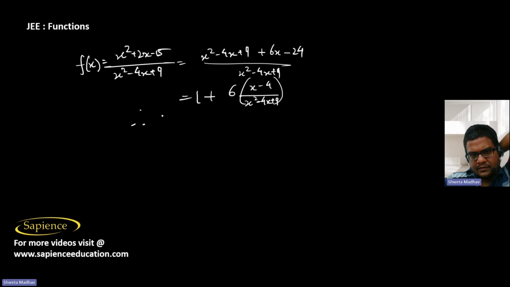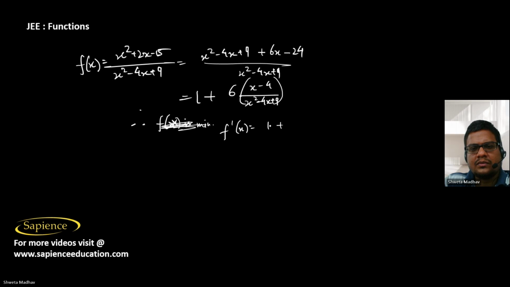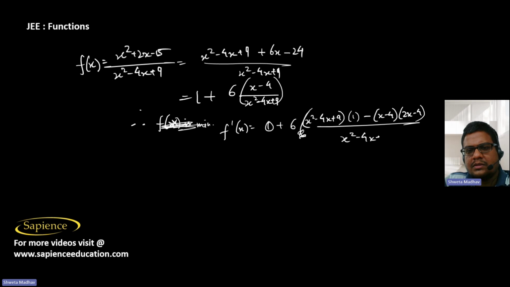So therefore, f of x is minimum when this part is 5. So therefore, if you find f dash x, it will be 0 plus 6 into x square minus 4x plus 9 into 1 minus x minus 4 into 2x minus 4 divided by x square minus 4x plus 9 whole square.